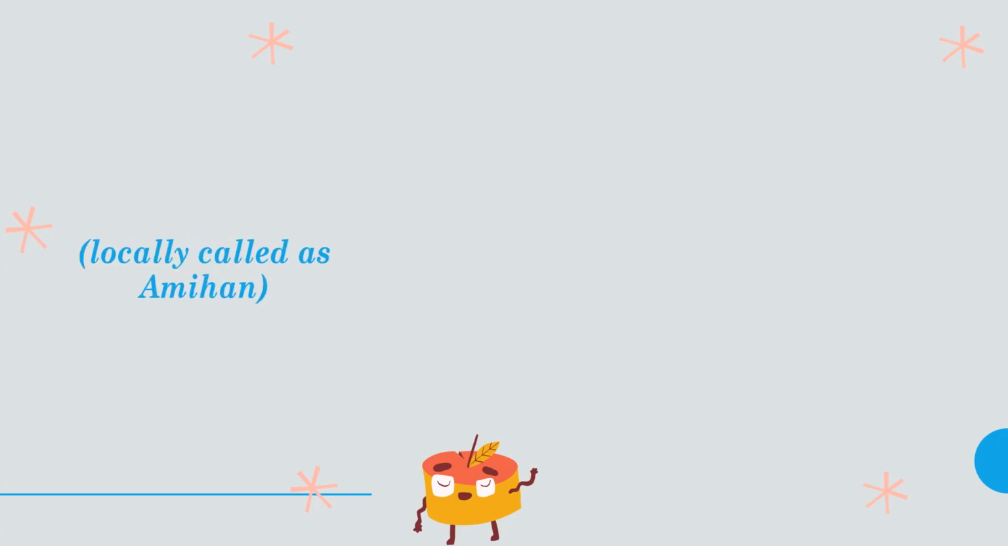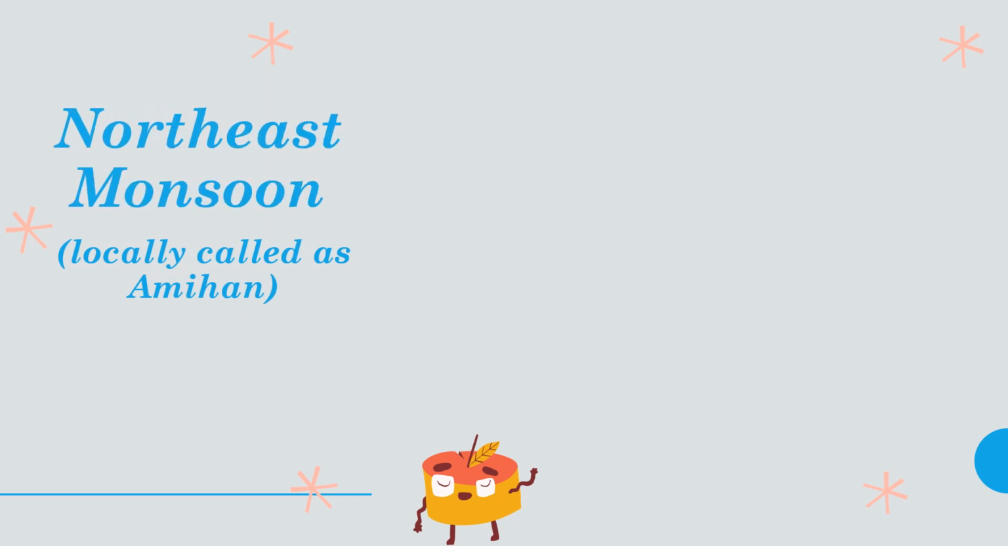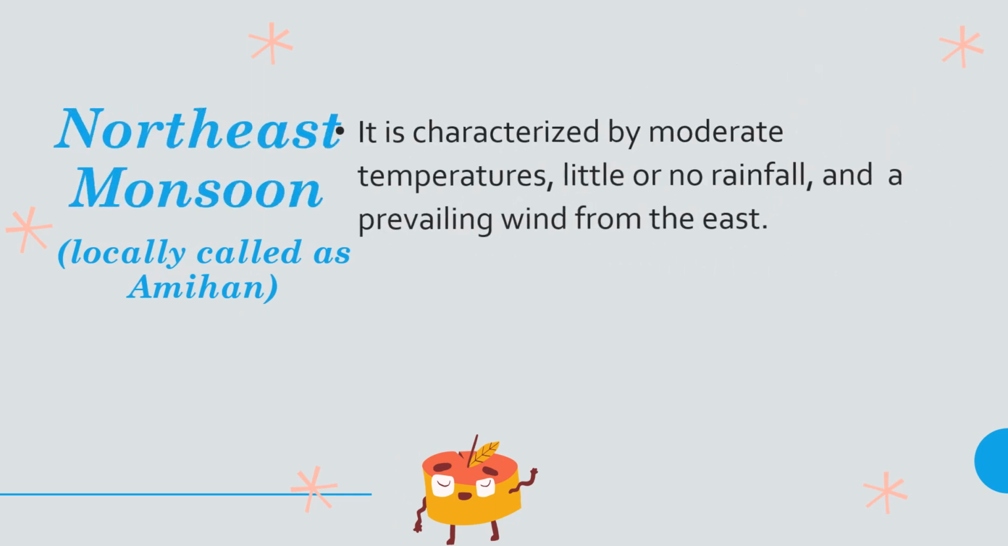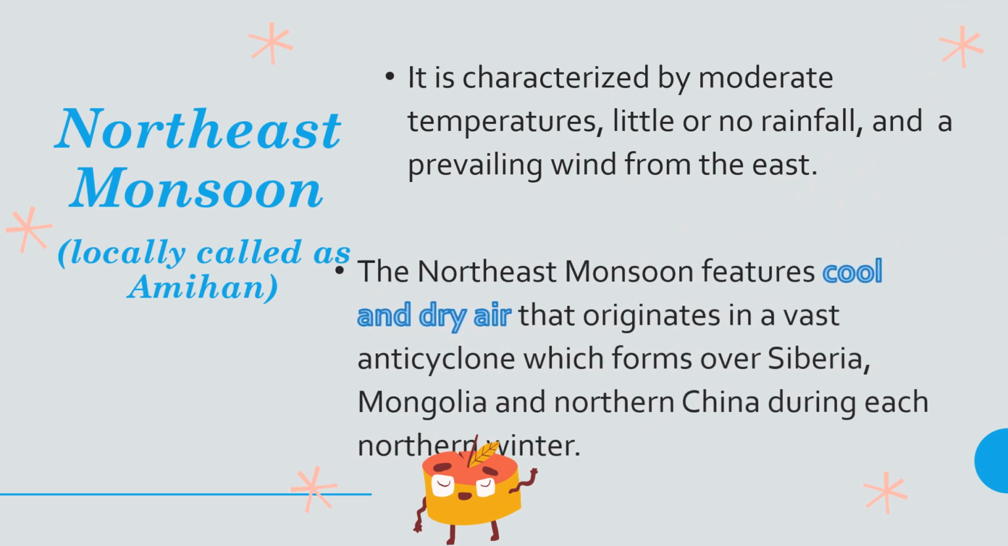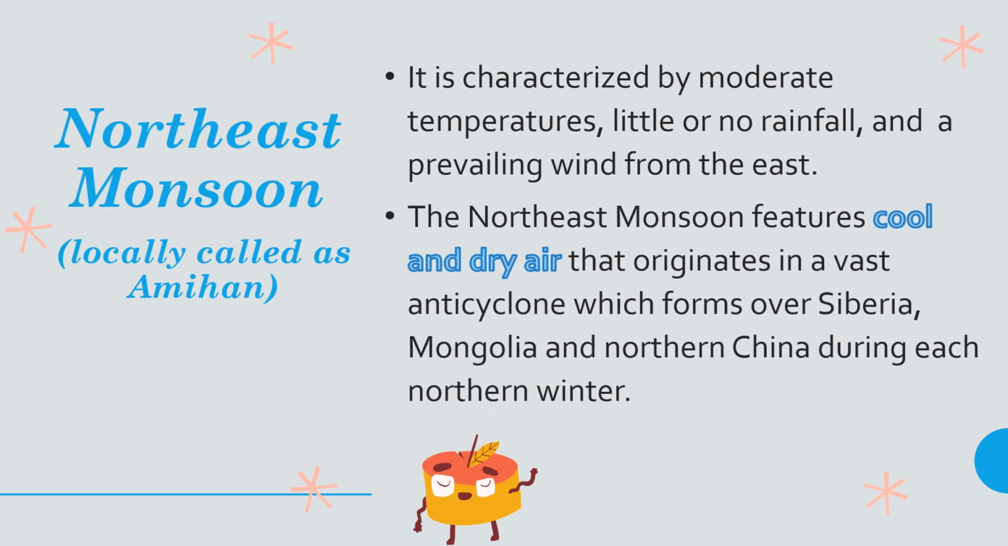The Amihan is called the northeast monsoon. It is characterized by moderate temperatures with little or no rainfall and a prevailing wind from the east. The northeast monsoon features cool and dry air that originates in a vast anticyclone.